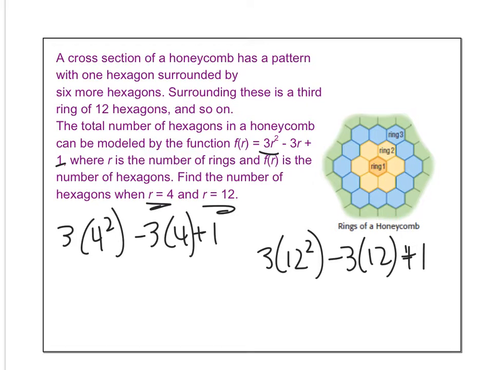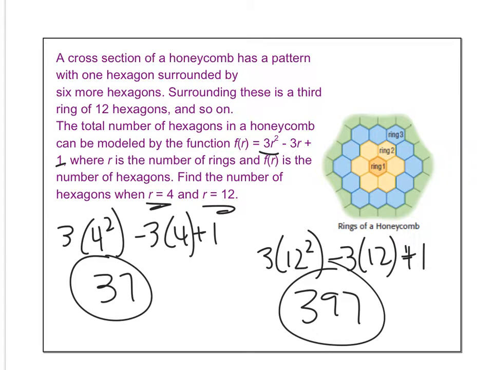So when I evaluate this, I should be able to get one number. So here I should get 37. And over here, 12 squared times 3 minus 36 plus 1 is going to be 397. So there's my two answers. Now, that's how many hexagons there are when you go out each ring in a honeycomb.